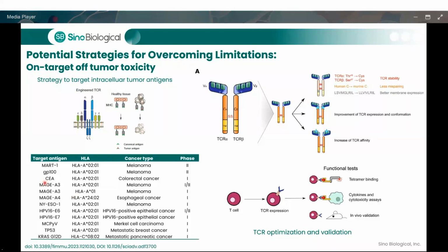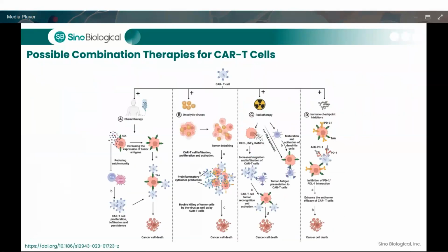There are a lot of promising target antigens under investigation and being validated in multiple clinical trials. Such targets can also be used to treat many solid tumors. Another promising approach to enhance CAR T efficacy is combination treatment with other therapeutics, such as chemotherapy, oncolytic viruses, radiotherapy, or even immune checkpoint inhibitors.